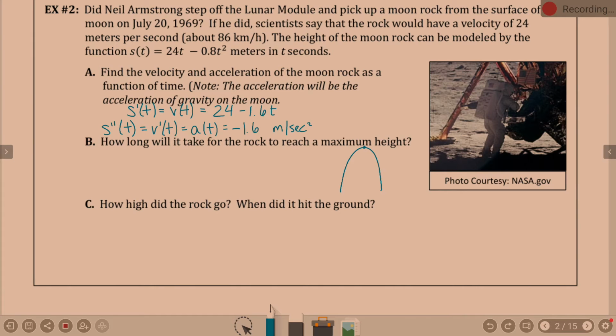Where are we going to find the top of that parabola? Whenever the velocity is 0. Because when it's going up, velocity is 0 and it has that pause before it starts going back down. Not that it really pauses, but it's that brief moment in time. So we're going to set our velocity equal to 0. So I'm going to say 24 minus 1.6t equals 0. And we're going to do the math.